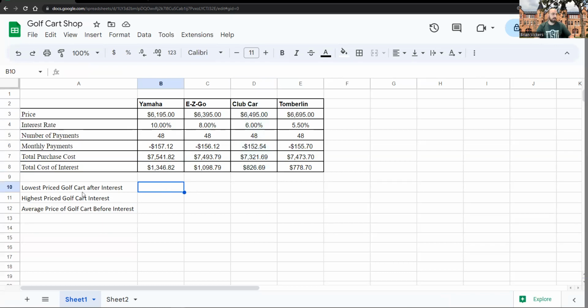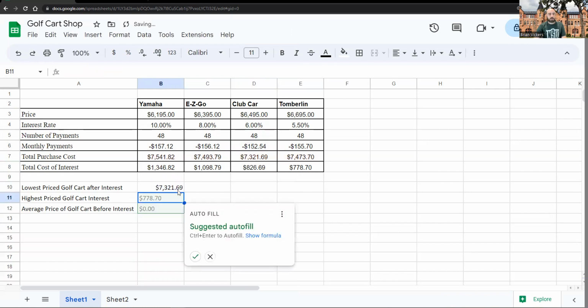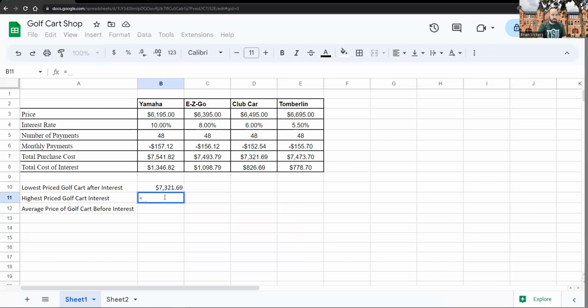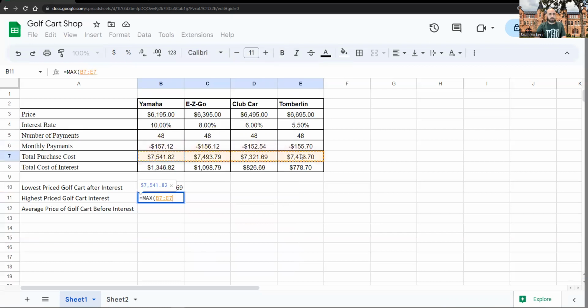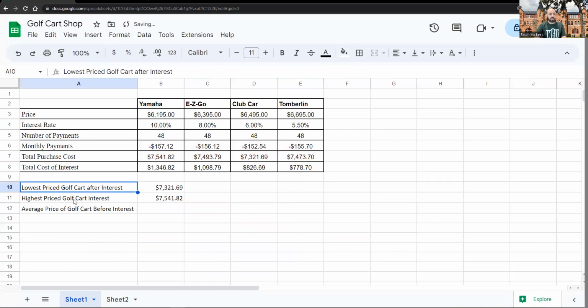Which one is the lowest priced golf cart after interest? Anytime you want the lowest value, you can type equals MIN and then select a range of cells. So the lowest value in here is 73.21. It's going to try to find the lowest value of the next area. We don't want that. Instead, we want the highest price golf cart, and that is equals MAX. So equals MAX, and the maximum of these prices is right here. So that's just to show you the equals MIN, equals MAX formula.